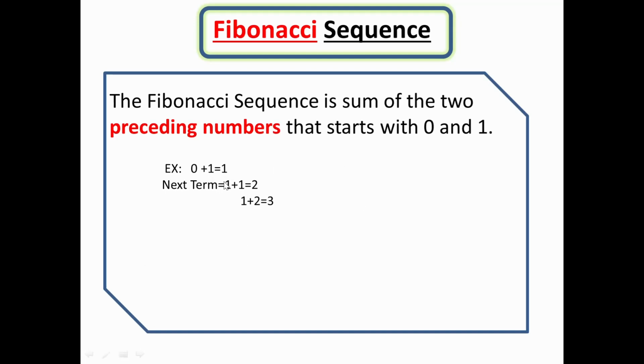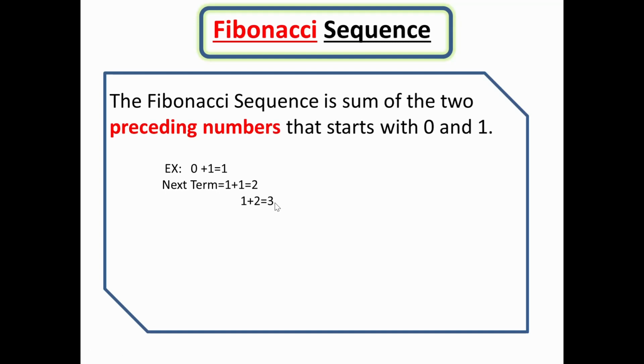In the next term, what will happen? I will take current value plus previous value. What is the current value? The current value is 1 and the previous value is also 1. So 1 plus 1 equal to 2. So the first term is completed. And for the second term, I will take the current value of the first term, which is 2, and the previous value of the first term, which is 1. 1 plus 2 equal to 3. Like that we can calculate up to n terms.